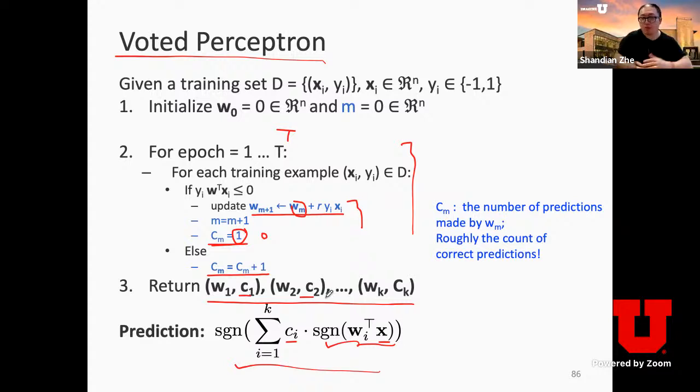And we just integrate them together to ensure that for those hyperplanes which can correctly predict most of the examples, they will be voted most. Right? They have the largest importance. Their prediction will beat those classifiers which can only take care of outliers.